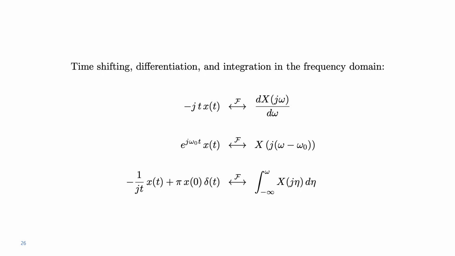And finally, for the integration, if I calculate the integral function of my Fourier transform x of j omega, given at the bottom right of the slide, the anti-transform is going to be minus 1 over jt x of t plus pi x of 0 delta of t. So these properties are really similar to the ones we have seen when going from the time domain to the frequency domain. The main difference is usually just a negative sign.